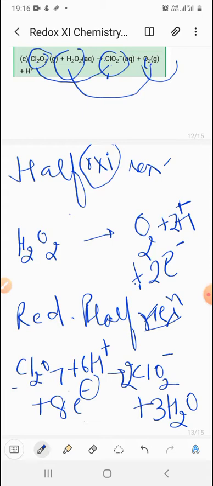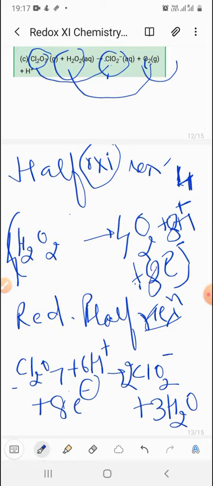But now you have to add these two equations, but before adding these two equations you have to make sure that your electrons are equal. In the half oxidation reaction there are 2 electrons. In the reduction half reaction there are 8 electrons. To balance the electrons you have to multiply the equations by some number so that they become equal. So you have to multiply this equation by 4. If you multiply this equation by 4, your number of electrons will be equal to 8, and then you can add these equations. So it will become 4H2O2, 4O2, this will be 8H positive, and this will be 8 electrons.